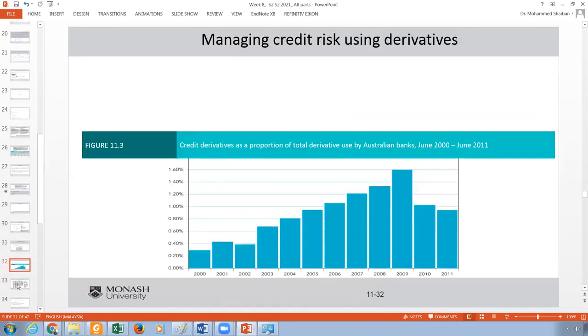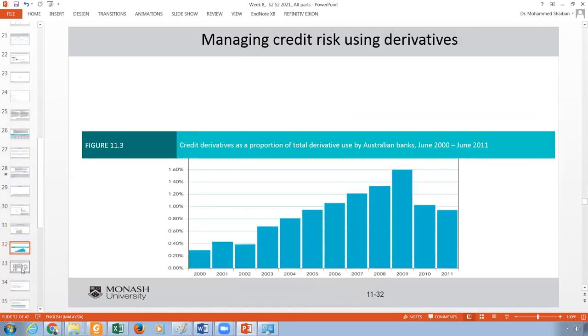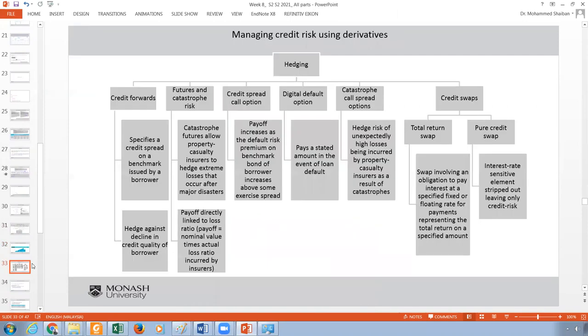Now I'm done with all of this, except now we will go to managing the credit risk. Now, managing credit risk, we can use what we call hedging, the derivatives. And we have 6 types of derivatives. We have credit forwards, futures, and catastrophic risk. And we have 3 types of options. And we have 1 credit swaps.